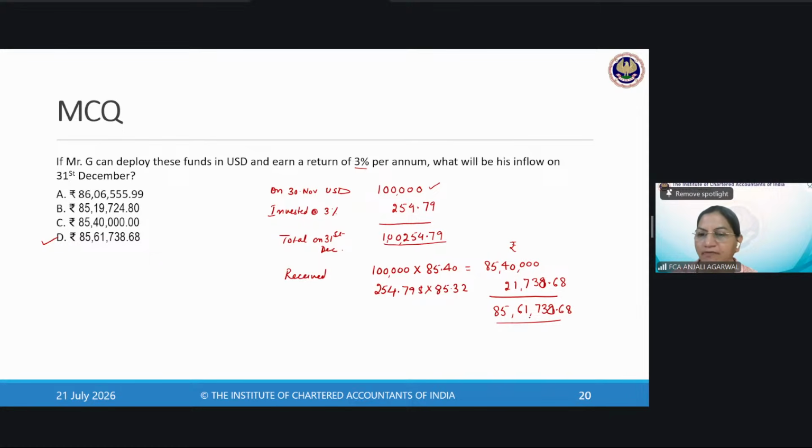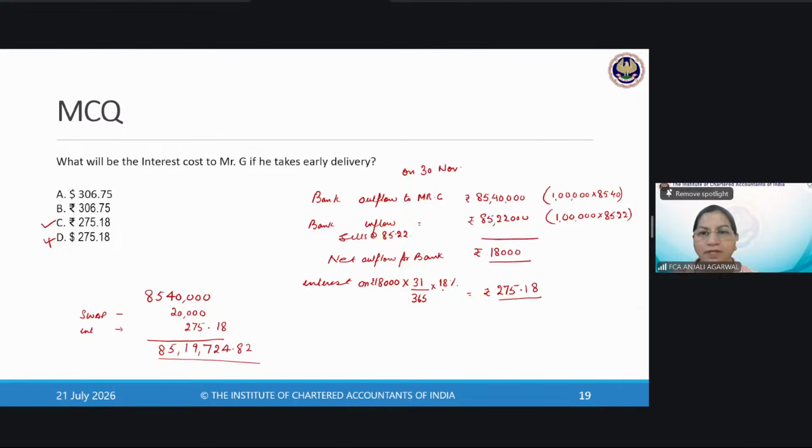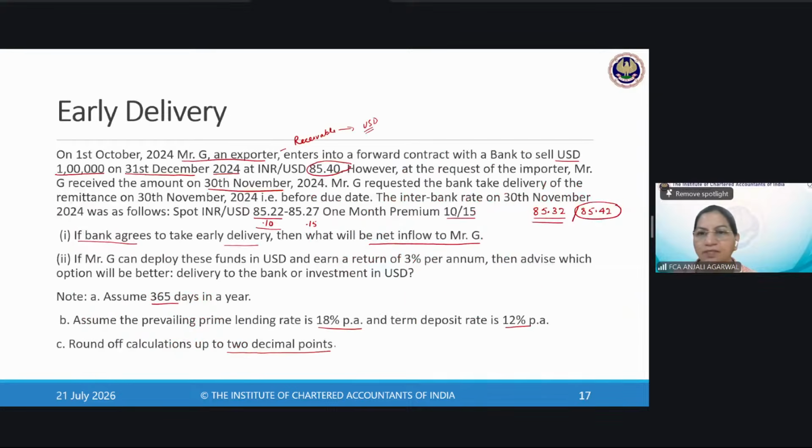So he will get 85 lakh 61,738. Or he could have entered into a forward contract on 30th November itself, where it was for 10 and 15 premium, which would have locked his price at 85.32. Here I am assuming that the forwards were available at this price, or you may assume that the spot was this.